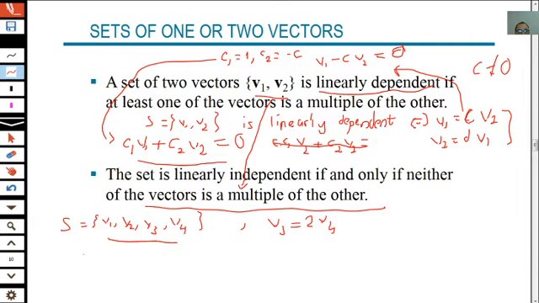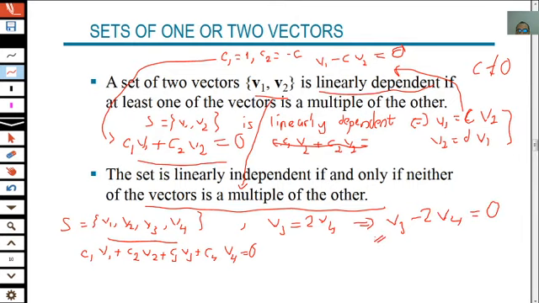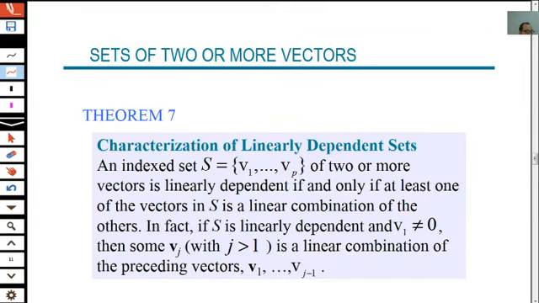So we have a non-trivial solution for the corresponding system, c1 times v1 plus c2 times v2 plus c3 times v3 plus c4 times v4. This is the corresponding vector equation for the set. Using this, we obtain v3 minus 2 v4 is the 0 vector, which means that c1 and c2 are equal to 0, c3 is equal to 1, and c4 is equal to minus 2. Therefore, we have a non-trivial solution for the system because we have non-zero numbers for c3 and c4. So the set is linearly independent if and only if neither of the vectors is a multiple of the other.